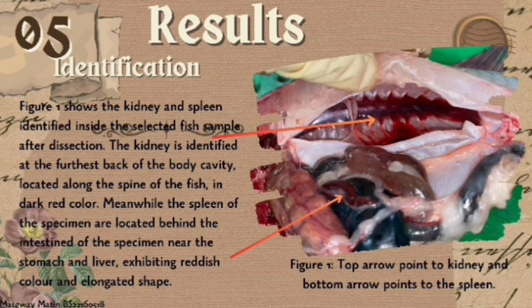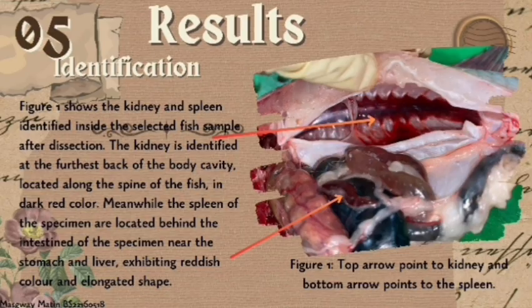The kidney is identified at the furthest back of the body cavity, located along the spine of the fish, in dark red color. Meanwhile, the spleen of the specimens is located behind the intestine of the specimen, near the stomach and liver, exhibiting reddish color and elongated shape. On the right, you can see figure 1 with arrows on top pointing to the kidney, and the lower arrow pointing to the spleen.